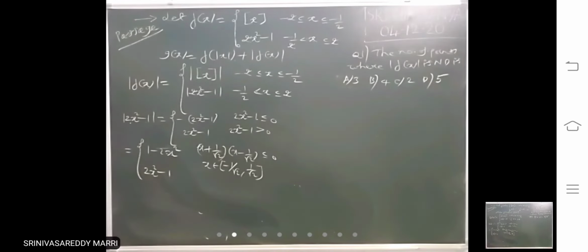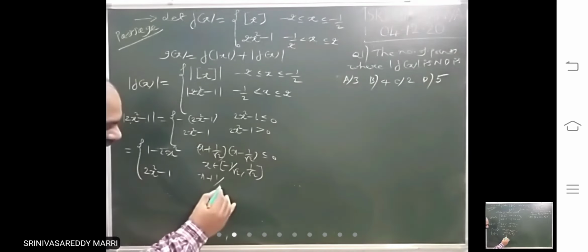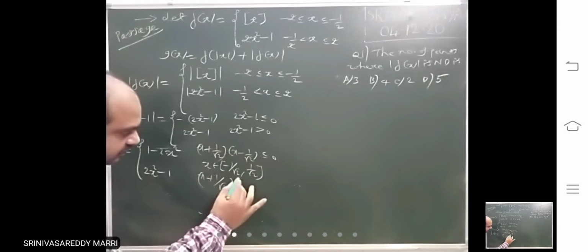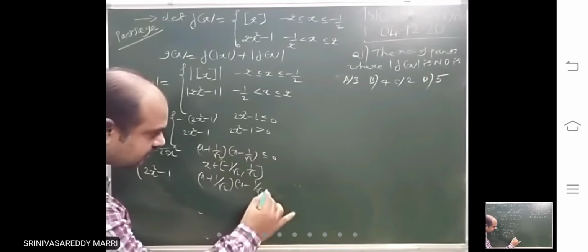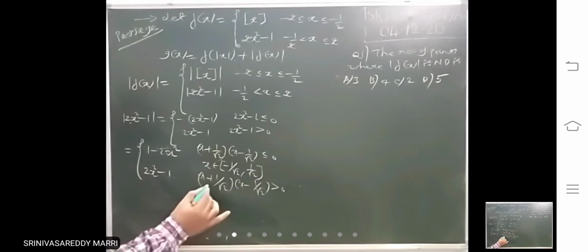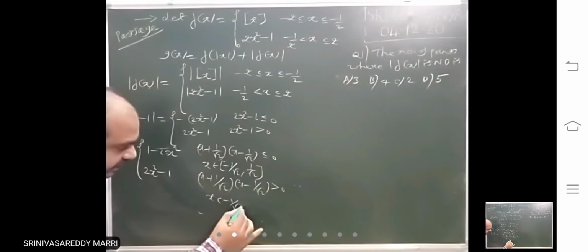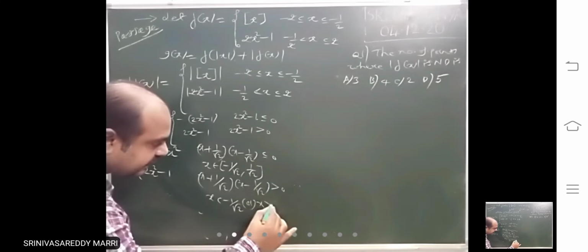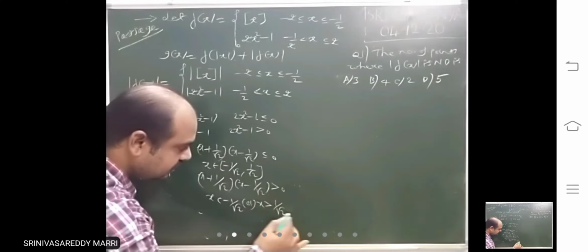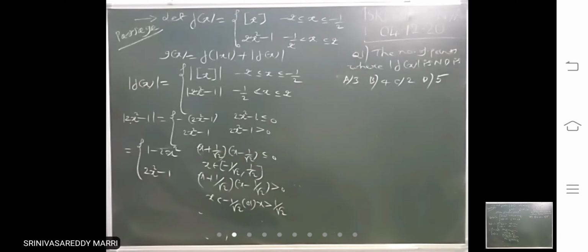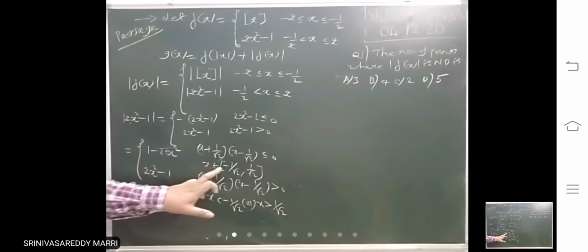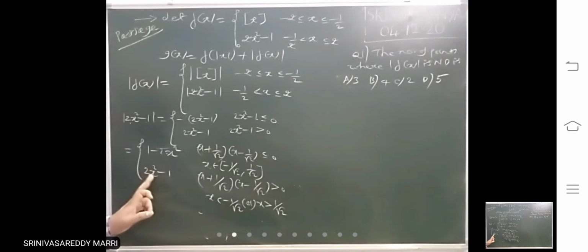Next, 2x square minus 1. If you take 2 common like that, x plus 1 by root 2 and so on. What is this actually? X less than minus 1 by root 2 or x greater than 1 by root 2. If x minus alpha into x minus beta is less than or equal to 0, x belongs to alpha, beta; if greater than 0, x is less than alpha or x greater than beta. So when x is less than minus 1 by root 2 or x is greater than 1 by root 2, this is the definition. Now look at how I will open this.